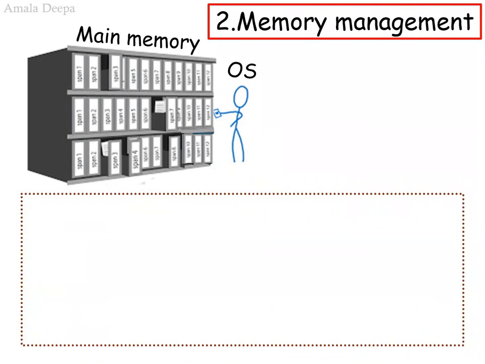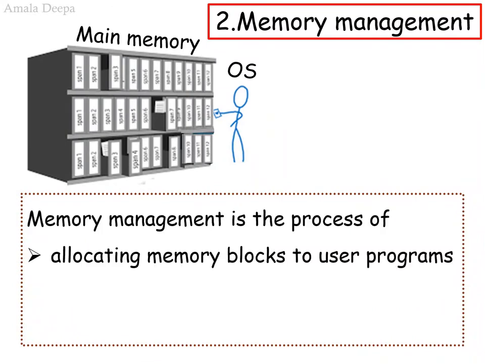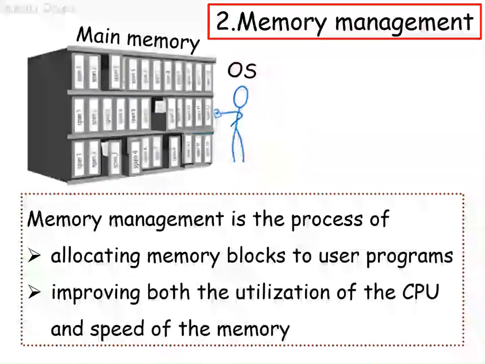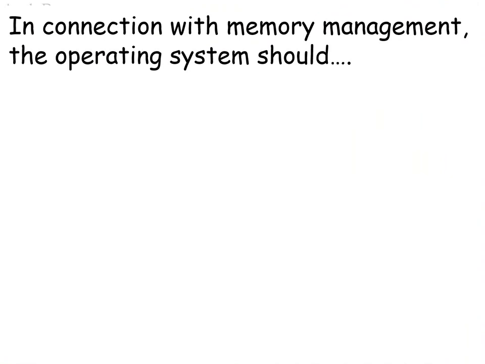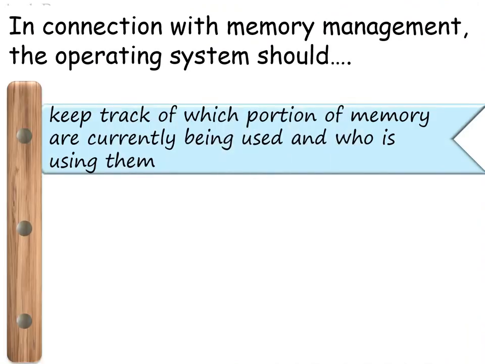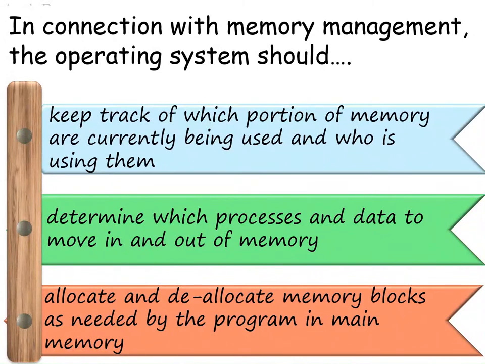The second feature of operating system is memory management. Memory management is the process of allocating memory blocks to user programs, improving both the utilization of the CPU and speed of the memory. In connection with memory management, the operating system should keep track of which portion of memory are currently being used and who is using them, determine which processes and data to move in and out of memory, allocate and deallocate memory blocks as needed by the program in main memory.